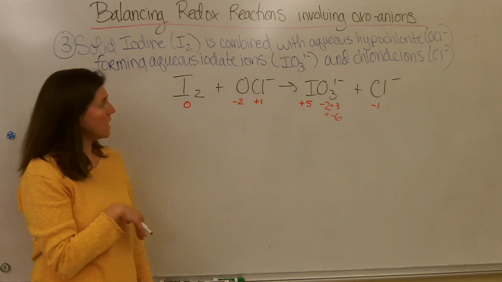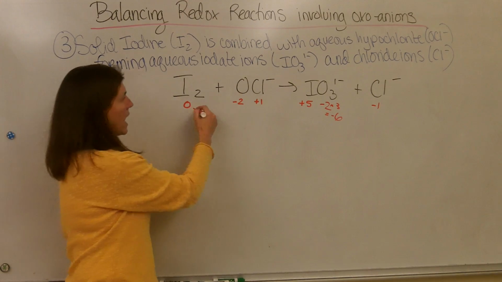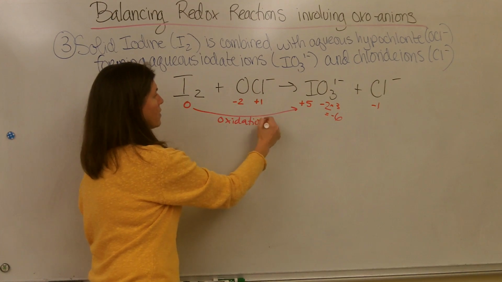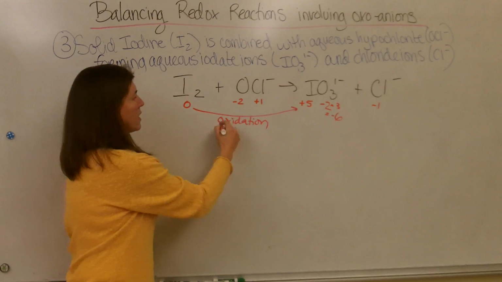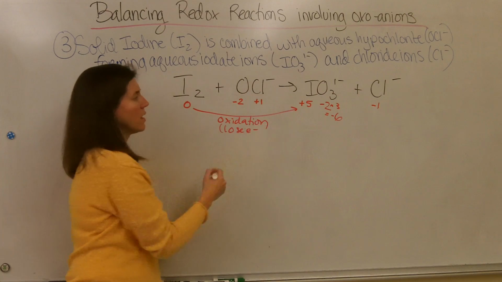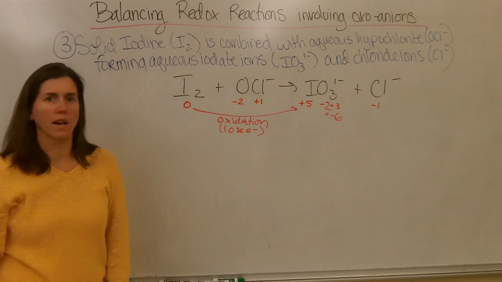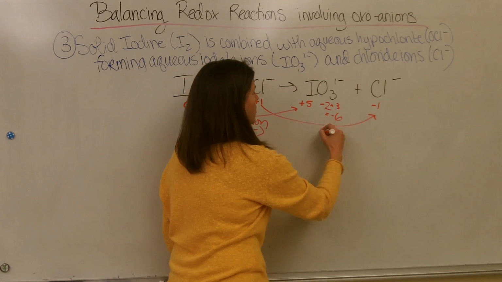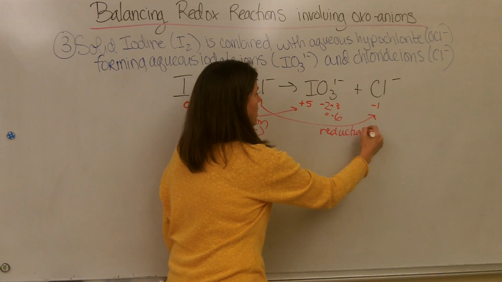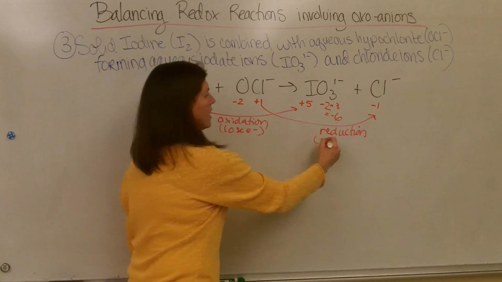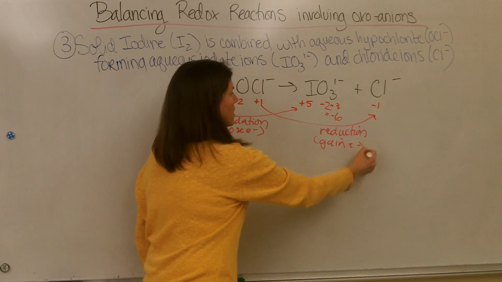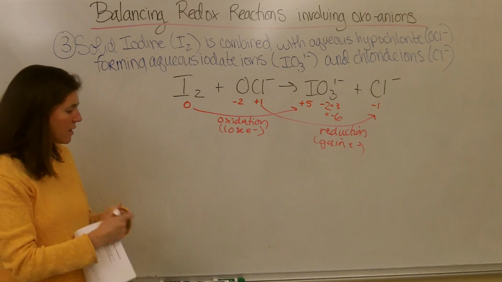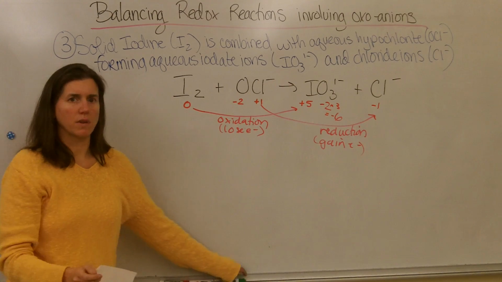So the thing that is being oxidized is my iodine. It's going from 0 to +5, so it's becoming more positive. It is losing electrons. So that's my oxidation half reaction. It looks like my chlorine is going from +1 to -1. So that is a reduction. Reduction means you are gaining electrons, so it's becoming more negative in nature. So I've identified what my oxidation and reduction reactions are.